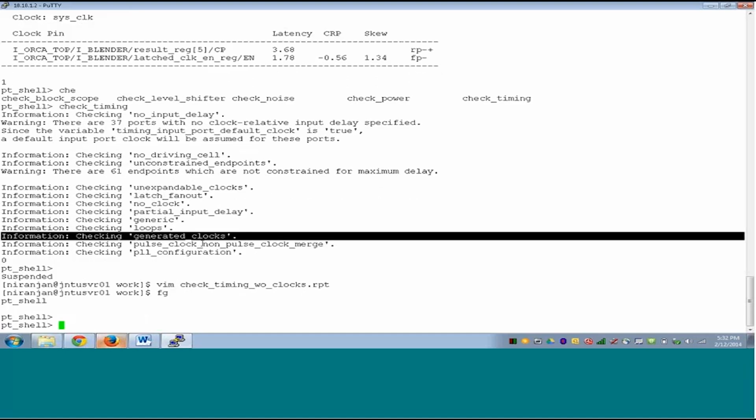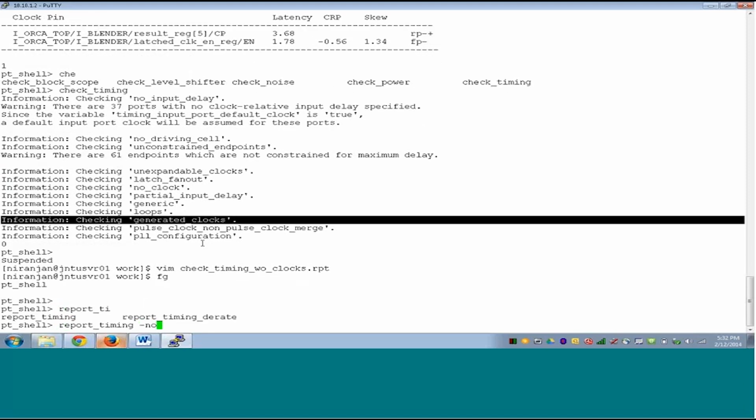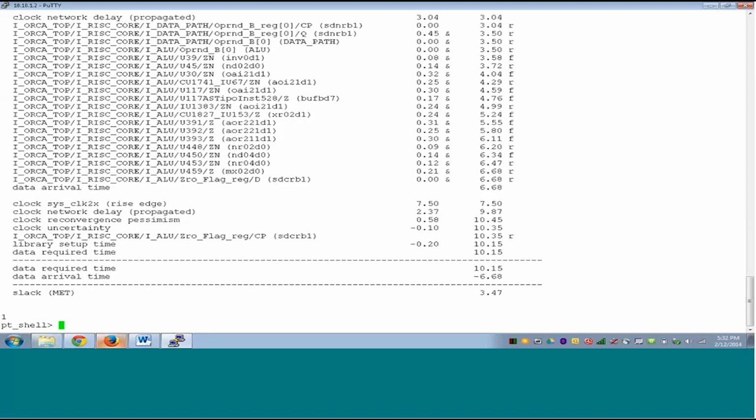Now let's look at report timing. Now I will again do report timing with minus no split. So again it will give me a lot of things. Now let's analyze only one particular timing report and look into detail what all it has. Let's look at just clock.